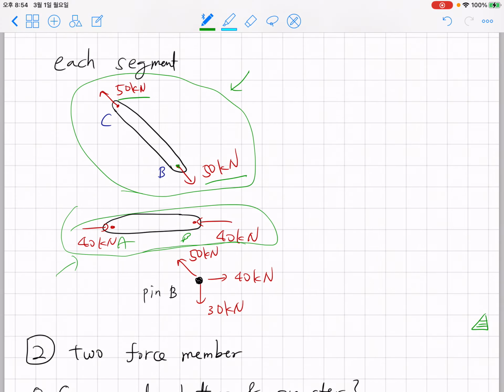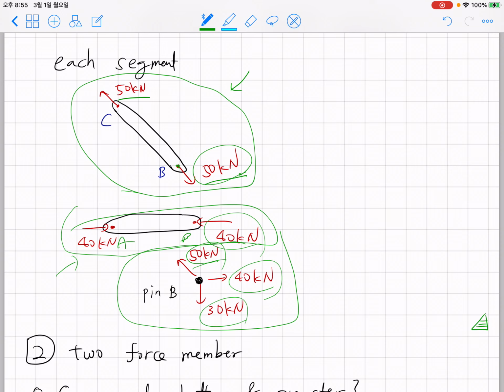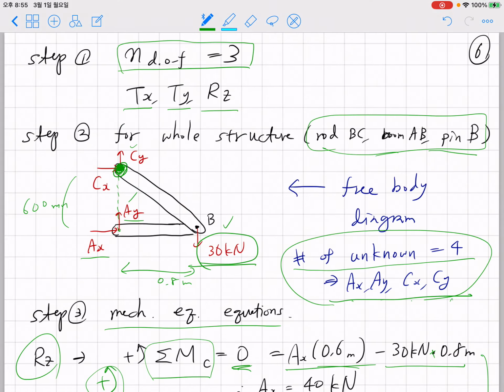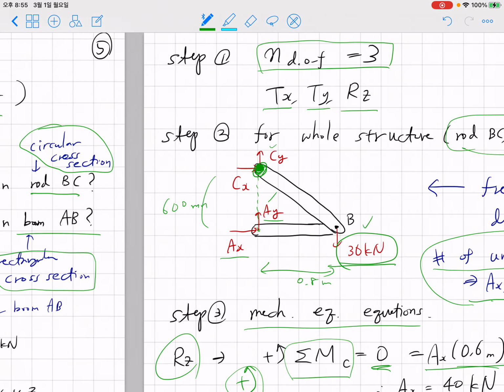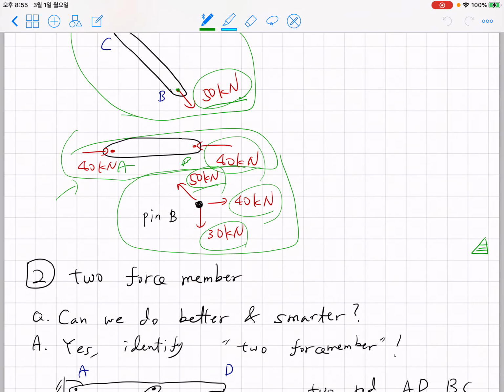Now, if we consider the force diagram of pin B, you have to combine the 40 kilonewton forces. This 40 kilonewton and that 40 kilonewton must be in opposite directions according to Newton's action-reaction principle. And this is 30 kilonewton, the force acted by the initial external force. So we see that it satisfies mechanical equilibrium.